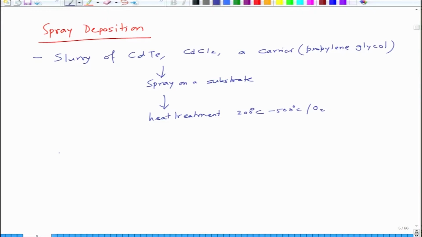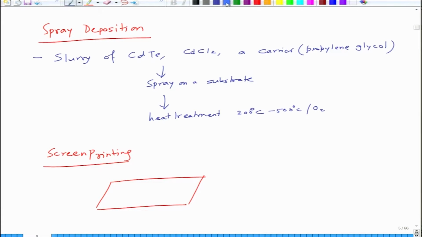These are the processing methods for cadmium telluride, and in this case it can also be screen printed. Screen printing is basically where you have a substrate, you put slurry on it, and this slurry is taken away using a roller. This roller is going to go forward, so through a screen the film is deposited.